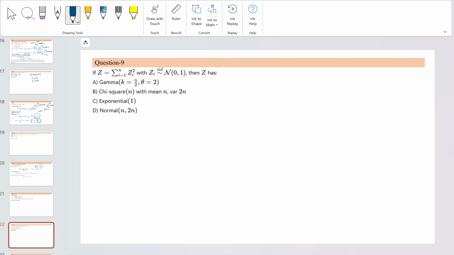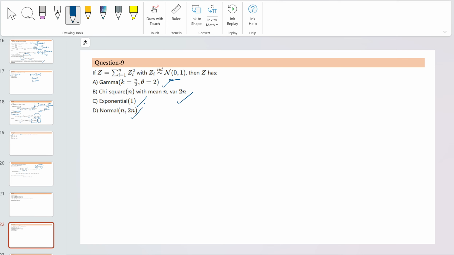Okay, let me give the solution for this. The question asks: if Z is equal to the summation of i equals 1 to n of Z_i squared, with Z_i distributed as normal distribution (0, 1), then Z has a gamma distribution with k equal to n/2 and theta equal to 2, or chi-square n with mean n and variance 2n, or exponential, or normal distribution with mean n or 2n.